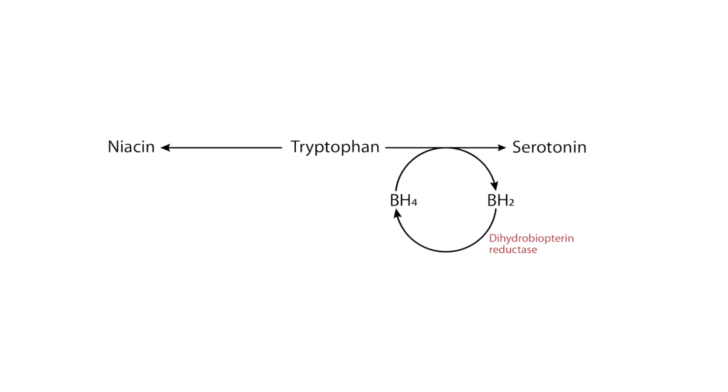Here you see how serotonin, also known as 5-hydroxytryptamine, and niacin are connected to each other via tryptophan. Shunting of tryptophan to the serotonin pathway increases serotonin and depletes tryptophan for niacin production. Therefore, the patients with carcinoid syndrome develop niacin deficiency, causing pellagra.